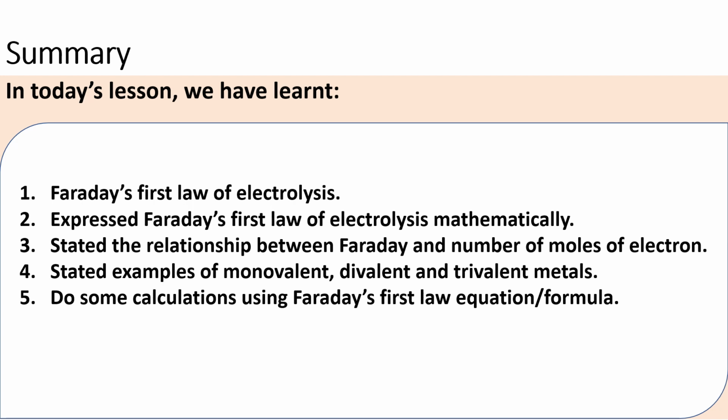What have we learned in our lesson today? First, we have been able to state Faraday's first law of electrolysis. We've been able to express Faraday's first law of electrolysis mathematically. We've been able to state the relationship between Faraday and number of moles of electron. We've been able to state examples of monovalent, divalent, and trivalent metals. And we've been able to do some calculation using Faraday's first law equation, or formula.